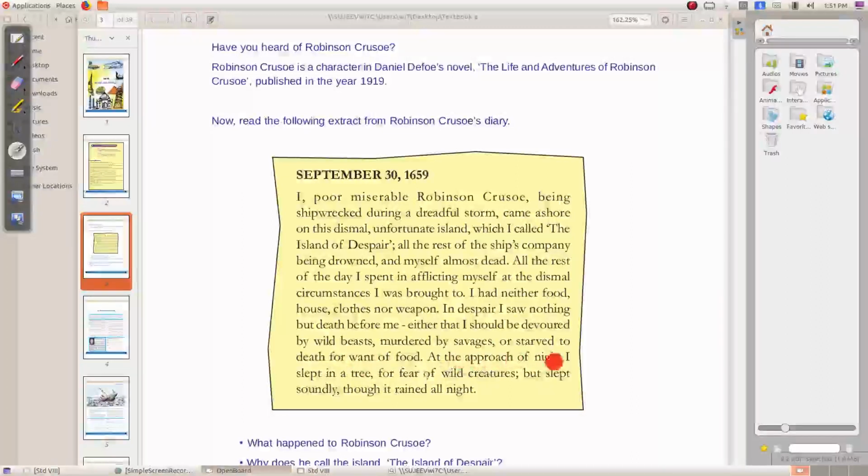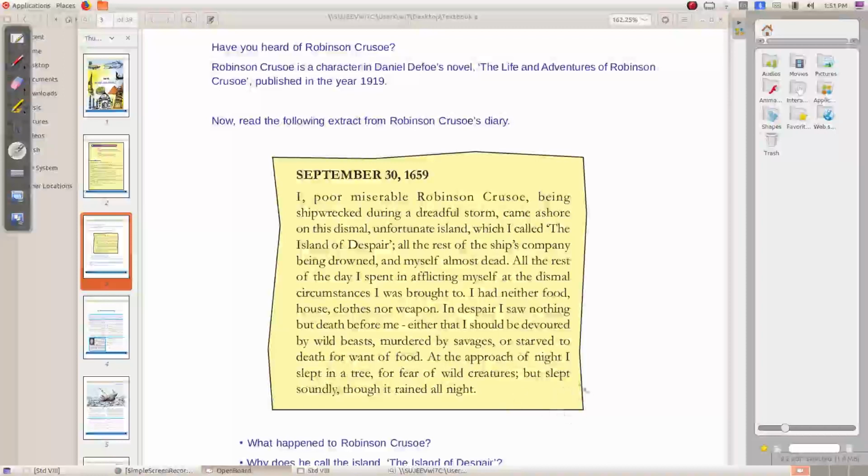At the approach of night, I slept in a tree. During night, I slept on a tree for fear of wild creatures. Why am I sleeping on the tree? If any tiger or lion or some beast is coming, they cannot climb the tree. But I slept soundly, though it rained all night.